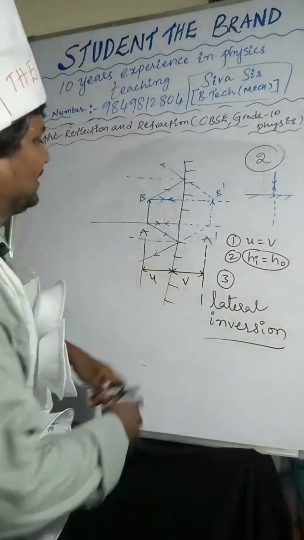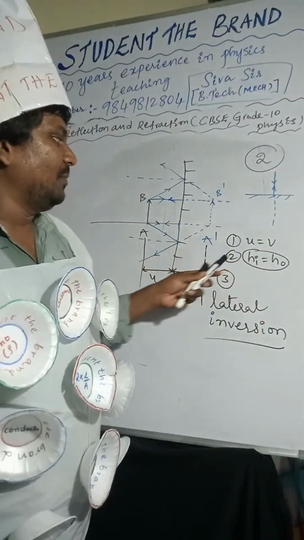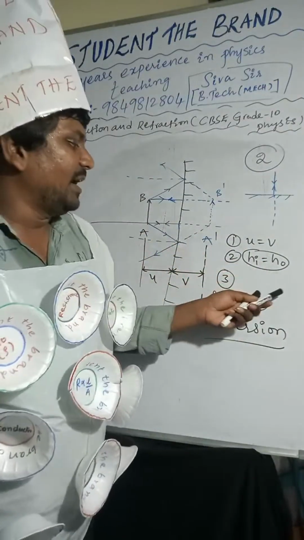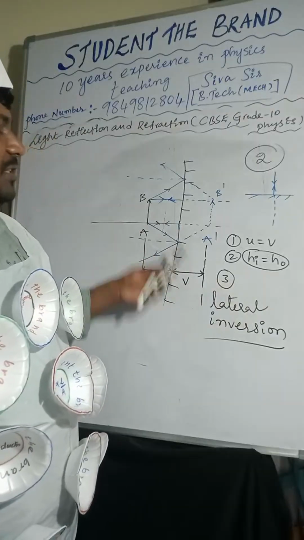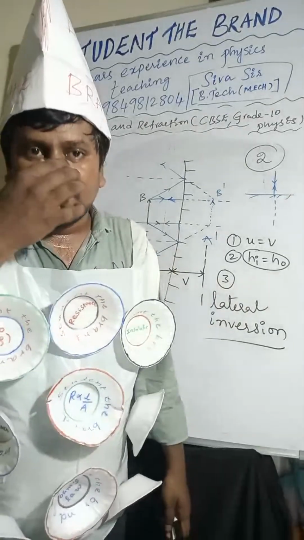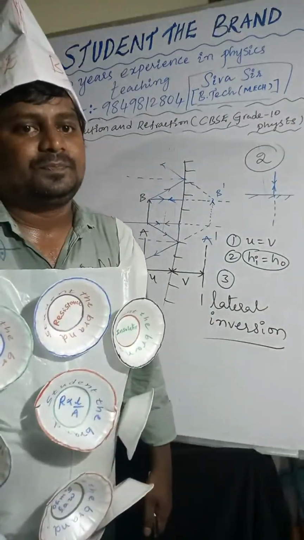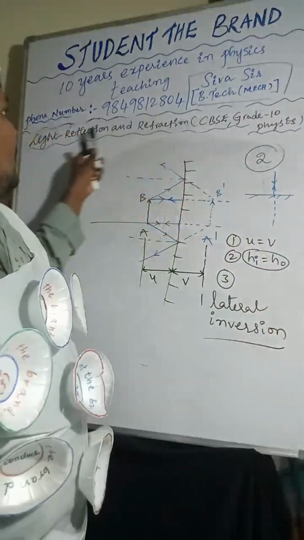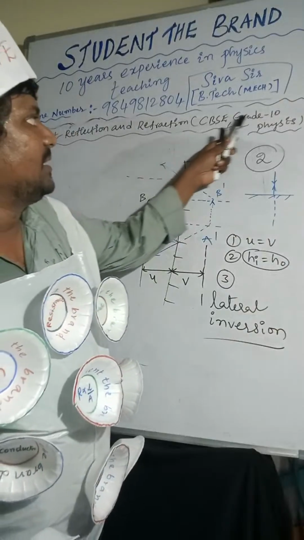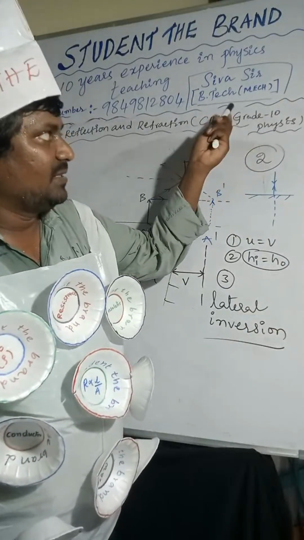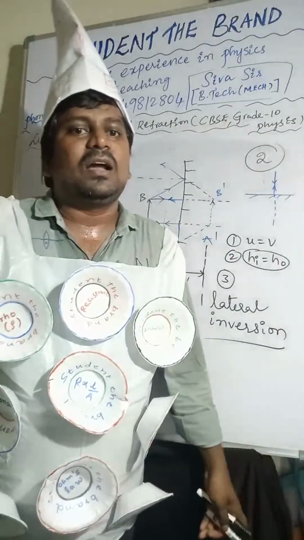Okay, come to the point. We are going to the next one. Object distance is equal to image distance. Height of the object is equal to height of the image. It also shows lateral inversion in a plane mirror. This is 10th class, grade 10 physics, CBSE: light reflection and refraction. Okay, done. Come to the next one.